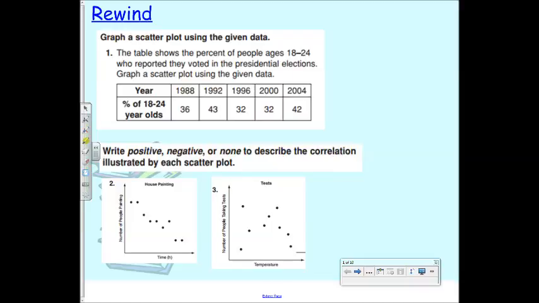All right, when you graph a scatter plot, you should not connect the dots because the scatter plot is just distinct points of data. In graphing, would we call this discrete or continuous? Discrete. Discrete means separate data points.